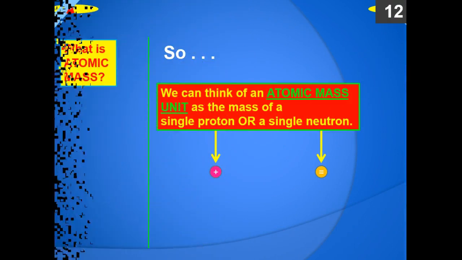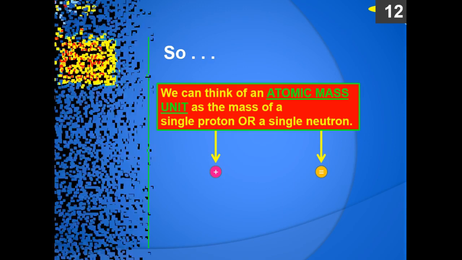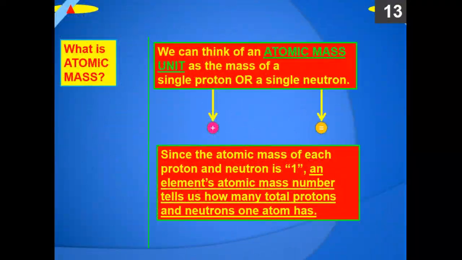So we can simplify this for our practical everyday purposes. We can think of an atomic mass unit as the mass of a single proton or a single neutron. We think of them as having the same mass, as weighing the same, and that mass is called 1 atomic mass unit.